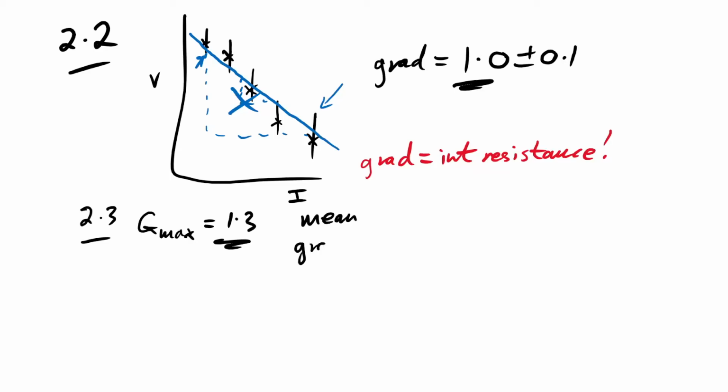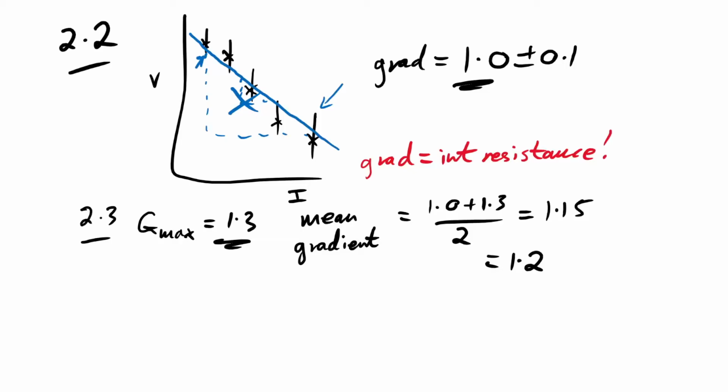So mean gradient, yes, we could add them up, couldn't we? We could say 1 plus 1.3 divided by 2, but we can see it's going to be bang on in between the 2, so it's going to be 1.15. But we can't give a value really to 3 sig figs because our data is only 2 sig figs, because if we look at the graph, the voltages are only going to 2 sig figs, 0.4, 0.41, etc. So therefore we should probably call that 1.2. But again, if you end up with a slightly different answer, that's fine, so long as your method is correct.